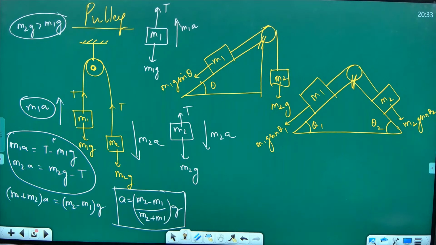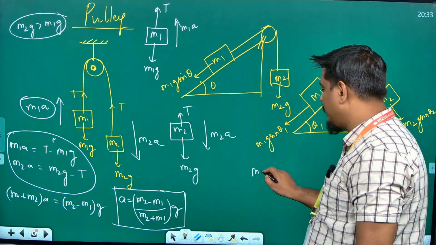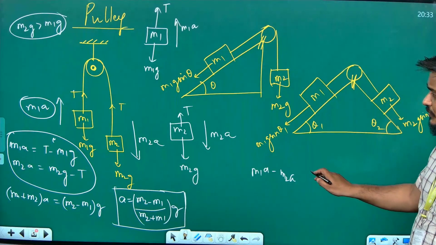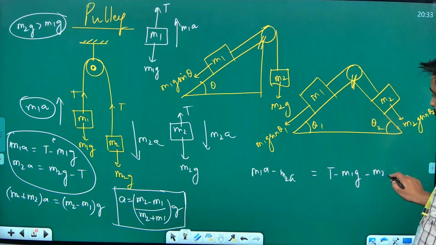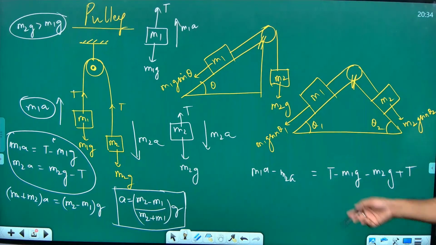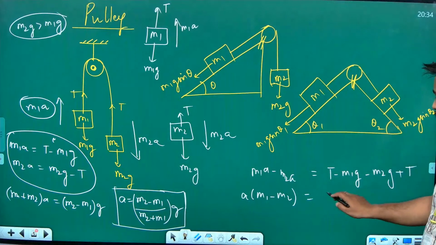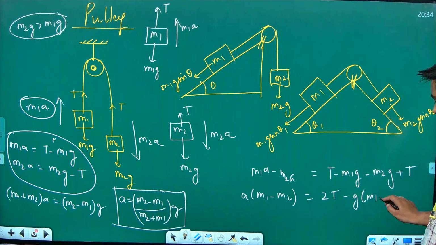Yeah, no issues. So if you want to frame the equation of tension, we can frame it also from here. If I subtract both, I will get m1a minus m2a is equal to T minus m1g minus m2g plus T. Can I write like this? So if I take a common, it becomes (m1 minus m2), and here it becomes 2T. Here if I take g common, it becomes (m1 plus m2). I have made it more complicated, okay, no problem.